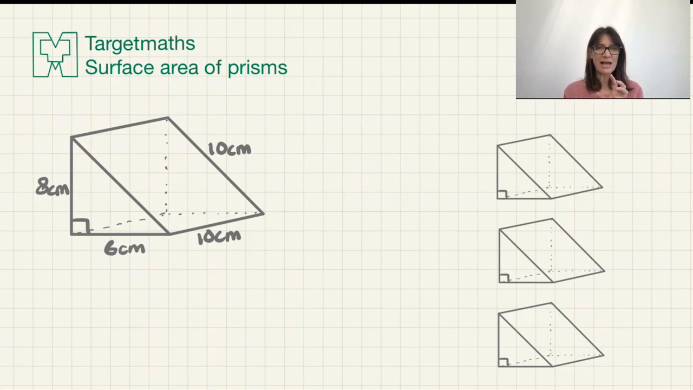So it really depends on how you've been taught this. I refer to it as the front face when I'm teaching. So I've got my front face, it's a triangle. I can find the area of that by using the formula base times height divided by 2. And the rest of the prism is actually made up of rectangles.